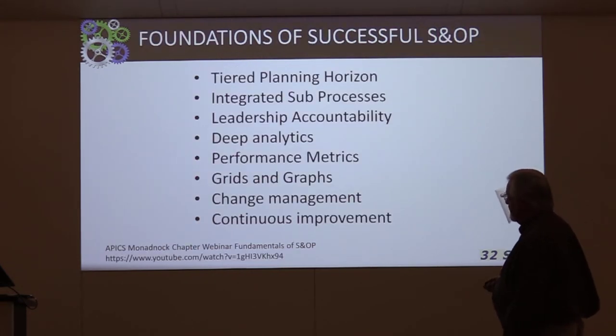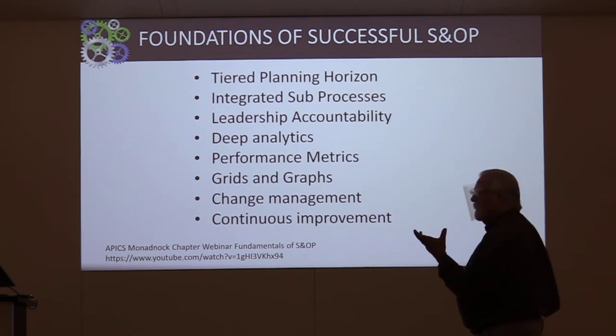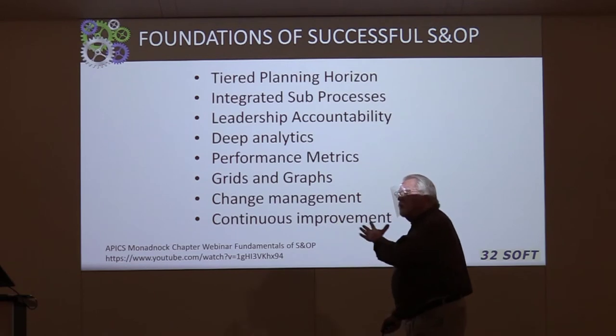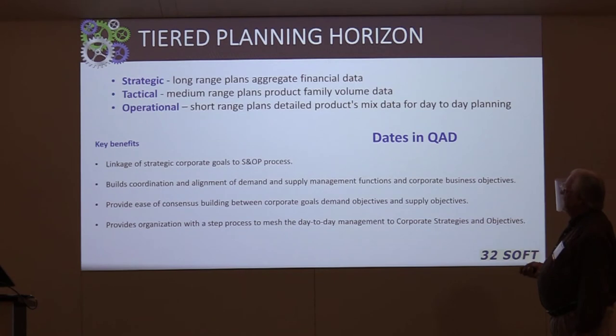I ran across this one. This is from the MONADOCK chapter down in, I think it's Louisiana. And they came up with this tiered approach. These are the foundations of what Gartner says you should have in order to move across that matrix that we just talked about. The first starts off with a tiered planning approach. So in your organization and your data structure, you've got a strategic area, you've got tactical and operational levels within that organization. So I gave a little talk about January on dates in QAD.